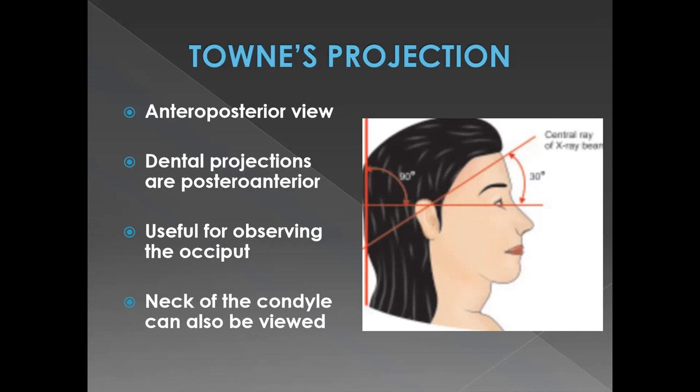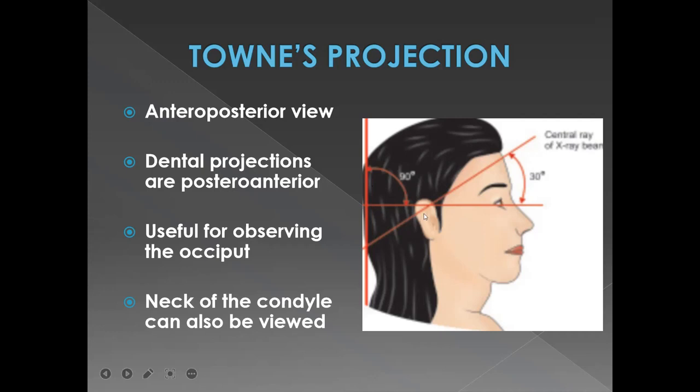All right. Now, the same old principle applies over here as well, that whichever structure is closest to the film, you will be able to see that very clearly. So the Townes projection is useful for observing any fractures in the occipital region. All right. But as maxillofacial surgeons, we are not evaluating the occipital region. So for us, this view does not hold a lot of weightage.